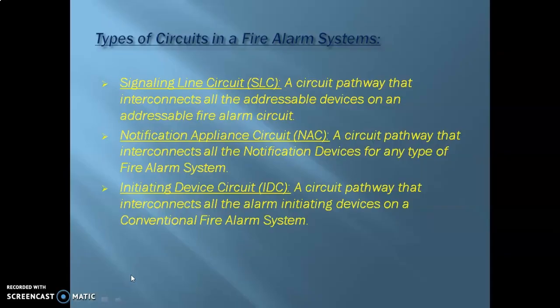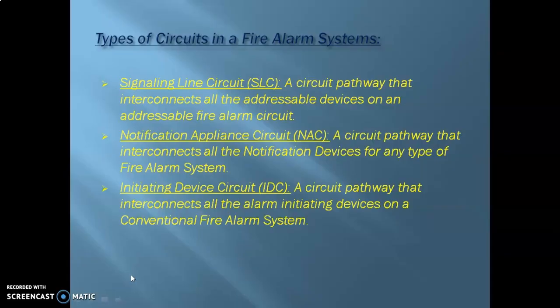Now, a signaling line circuit is basically a circuit pathway, or you could say a loop that interconnects all the addressable devices on an addressable fire alarm system. Basically, what that means is that it is the circuit path that is used to receive and send signals from any of the addressable devices on an addressable fire alarm system.